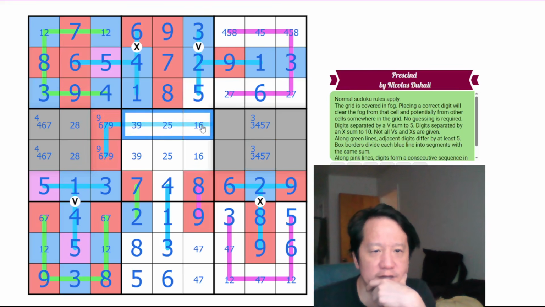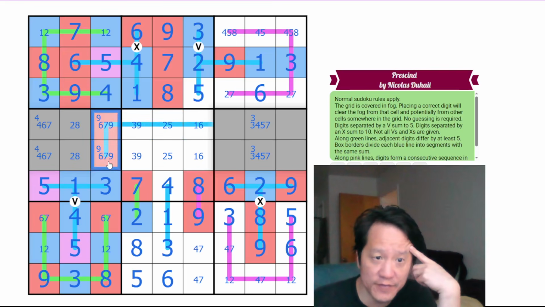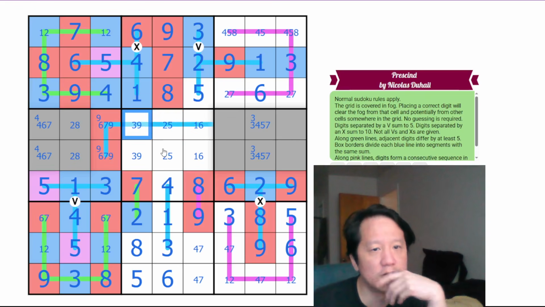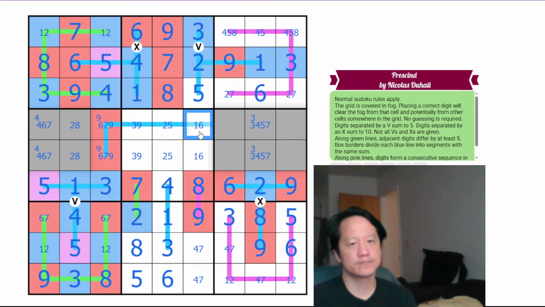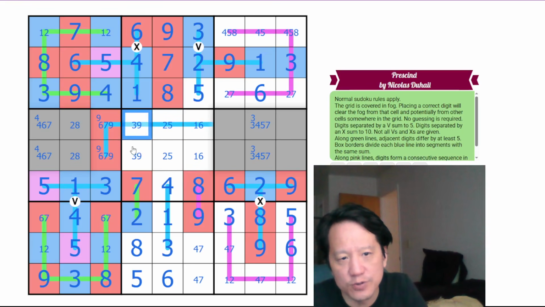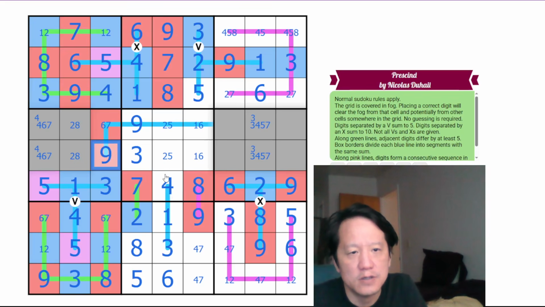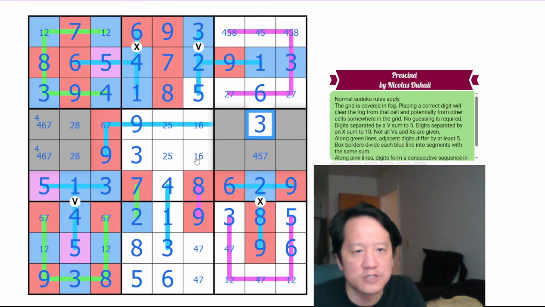This region sum adds up to the same as this. So this must be 15 or 16 here. Can we have a 3 here? 3 plus 5 plus 6 at most adds up to only 14. So the answer is no, this cannot be a 3. Therefore, this is 9. That's 3, which eliminates 9 here, which forces this to be a 9 here. So this 3 eliminates 3 here. Where's the 3 in column 8? It has to be here, so that's a 3.